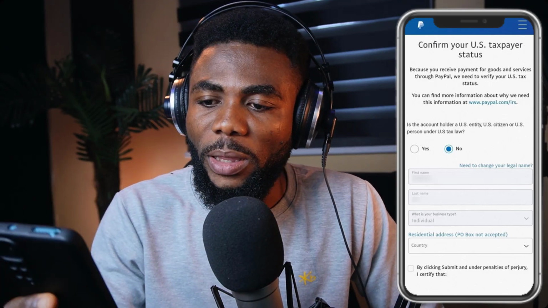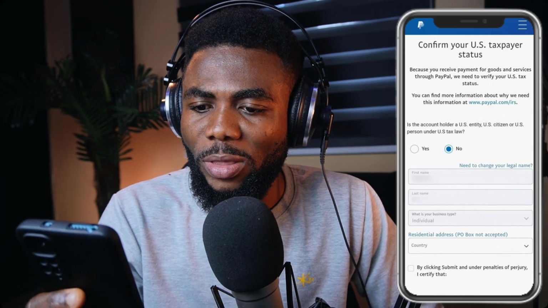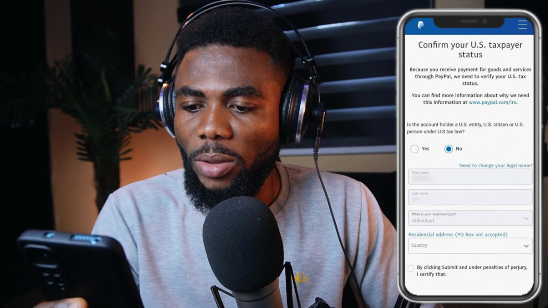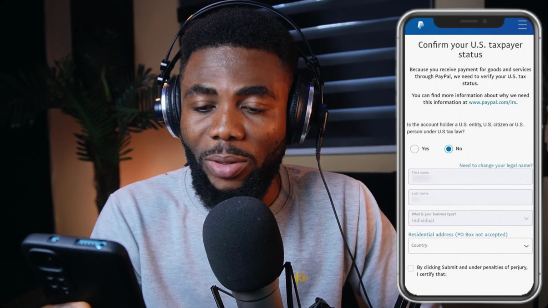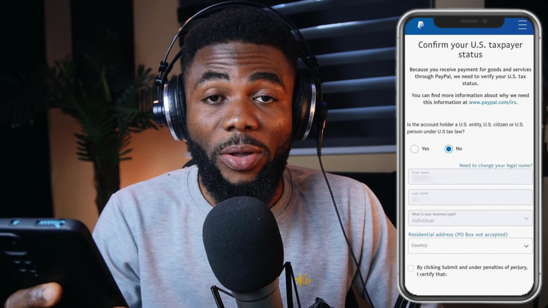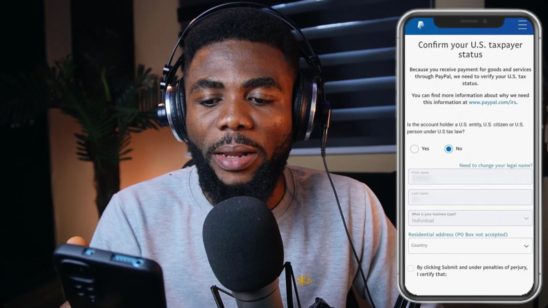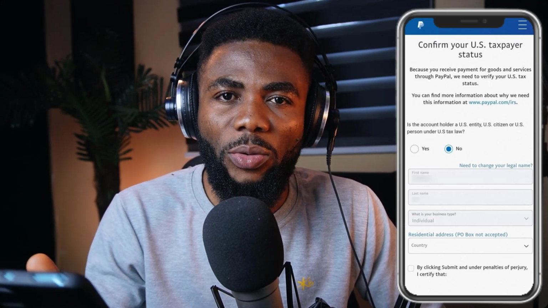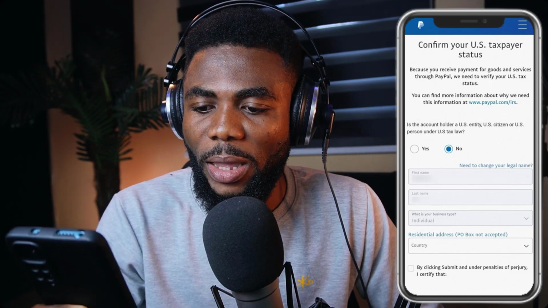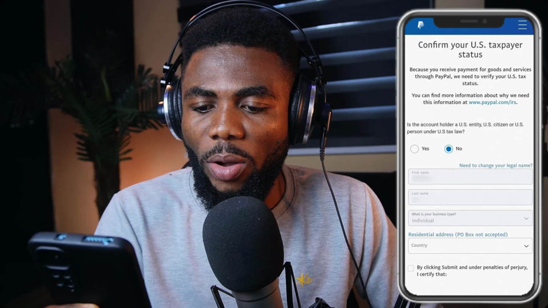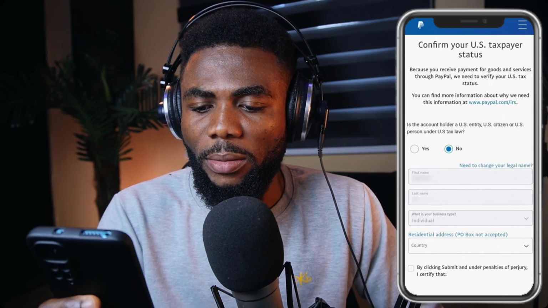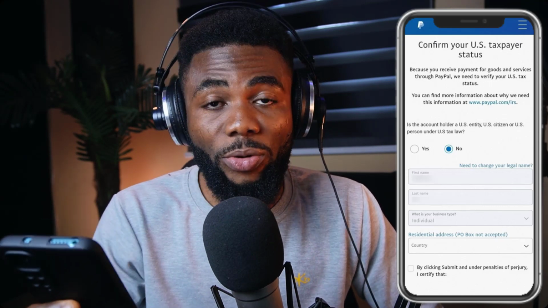But the most important thing for non-US citizens is to select the option where it says, is the account holder a US entity, a US citizen, or US person under US tax law? Just simply answer this question truthfully, which is no. Because if you say yes, you might have to provide more information proving that you are a US citizen, which you would most likely not have. So you want to say no, and then go ahead and fill out your name and your last name and your business type and your country of residence.